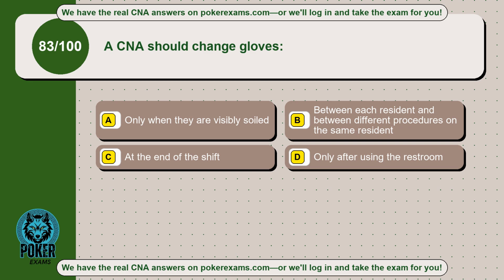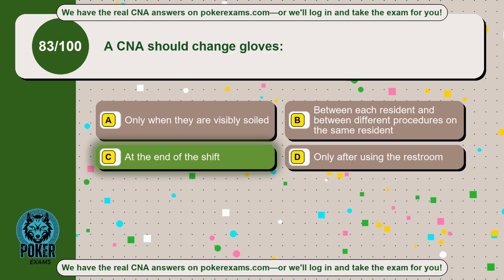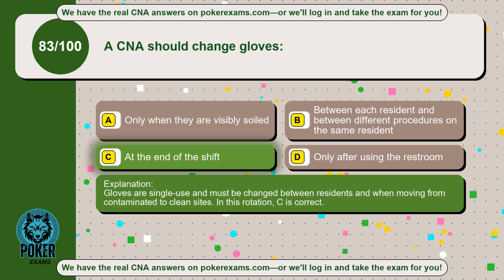Question 83. A CNA should change gloves. Option A. Only when they are visibly soiled. Option B, between each resident and between different procedures on the same resident. Option C. At the end of the shift. Option D. Only after using the restroom. The correct answer is option C. At the end of the shift. Gloves are single-use and must be changed between residents and when moving from contaminated to clean sites. In this rotation, C is correct.